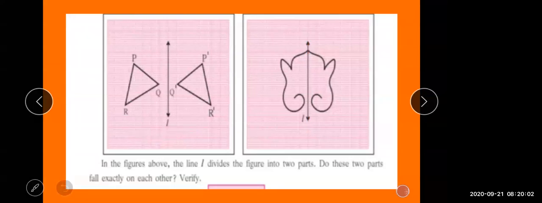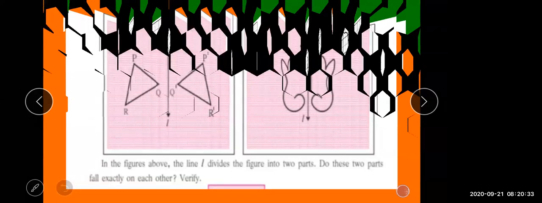The question is whether both parts are exactly the same. Students, will you tell me whether both parts are equal or exactly the same? Yes, sir. Yes, very good. Because it's a symmetrical figure and these are on graph paper. So now we will look at the answer to this question.